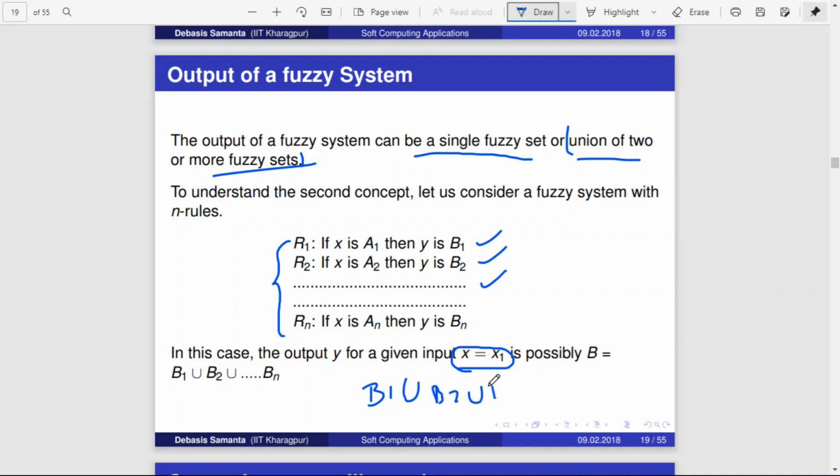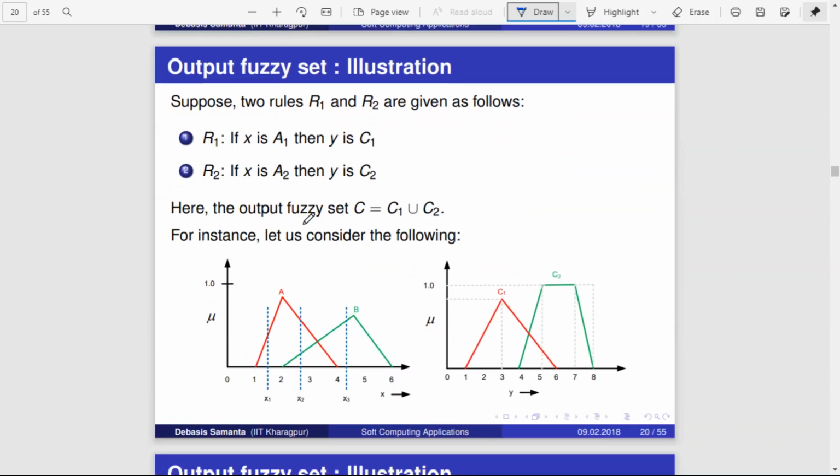So whichever rule is satisfied, for that you have to take the union. In this case, the output Y for a given input X equal to X1 is possibly B equal to B1 union B2 union up to Bn. So if some X satisfies all the rules, then you have to find the union of all the B's, right? That is what it says. The output of a fuzzy system can be a single fuzzy set or union of two or more fuzzy sets, right?